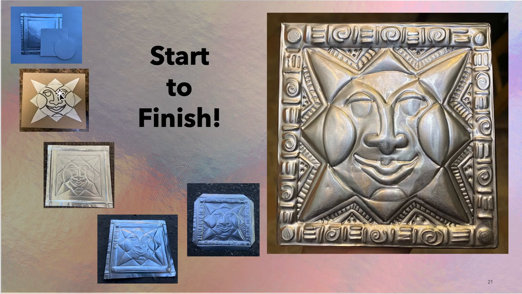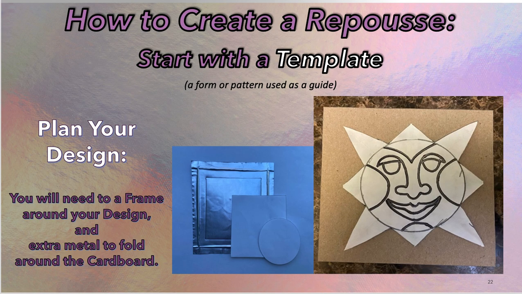Start to finish, we make some templates, copy those designs, trace them onto the foil, then start pressing from the back to make the 3D designs, and then you can see the little edge here that's been folded back for a finished product. In detail, start with a template, which is a form or pattern used as a guide. You will need to put a frame around your design and extra foil to wrap around the cardboard. So there's a little extra foil there.